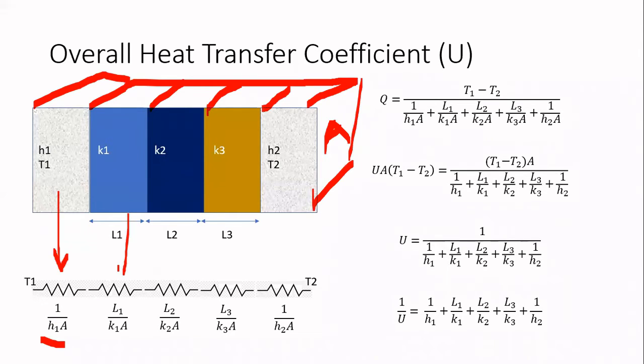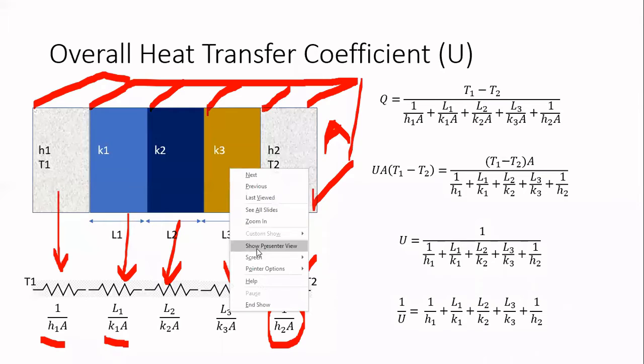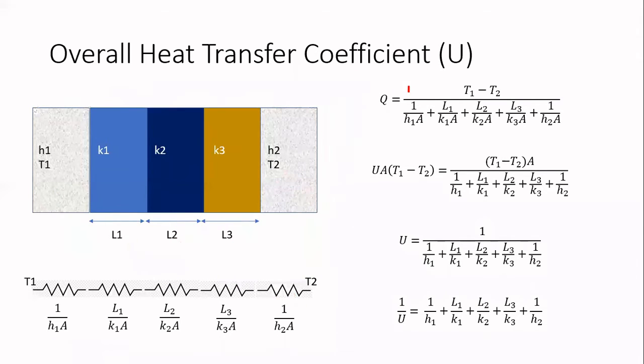Second resistance is due to conduction. Value is L1 by K1A. Similarly, L2 by K2A, L3 by K3A. And the last one is a gas. So heat transfer will take place by the mode of convection, and convective resistance will be 1 by H2A. Now, in this case, if we want to find out the total rate of heat transfer, it will be given by T1 minus T2 divided by the net resistance.